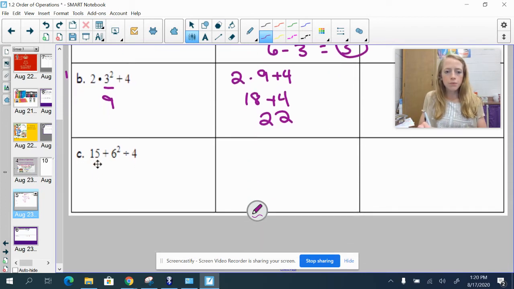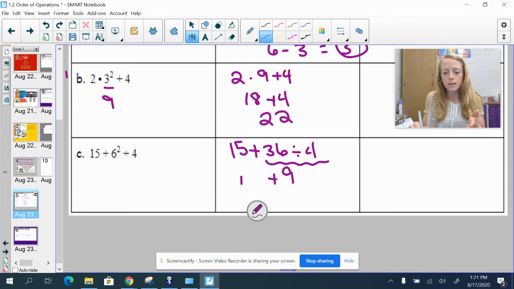For the next one, it's very tempting to do the 15 first, or maybe you'll do 6 squared, because you know you have to do exponents first. So 15 plus 36. And then it's tempting to do 15 plus 36 before you do 36 divided by 4. But don't fall into the trap. You have to do division first. 36 divided by 4 is 9. And then you can add it to 15 to be 24.